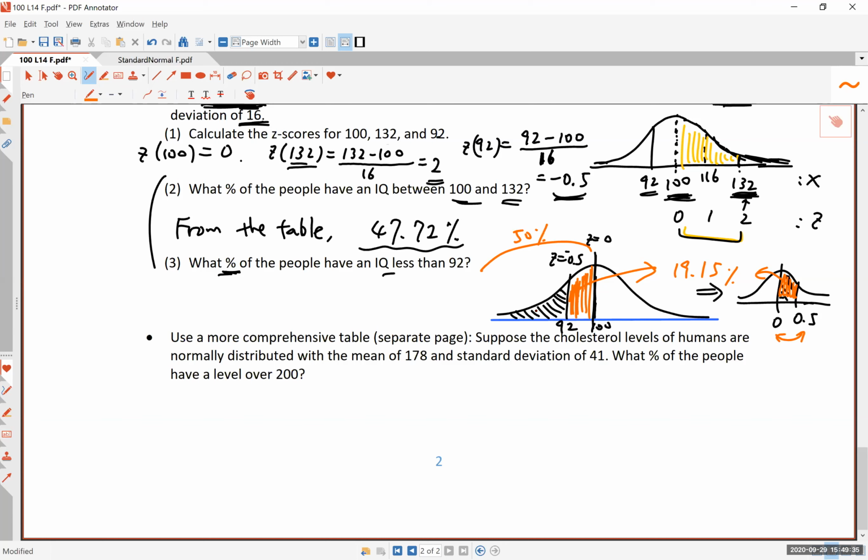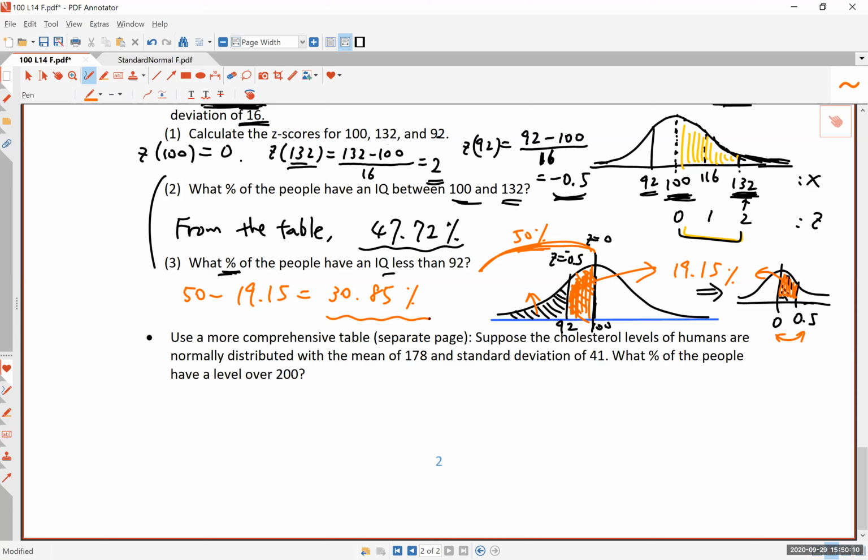So let's guess how you find the answer to this question. What percent of the people have an IQ less than 92? The answer is 50%, everybody to the left, minus this area here. So the answer to this question is 50 minus 19.15. Let's not include the percentage symbol. And the answer here is going to be 30.85. Okay, did you get this?